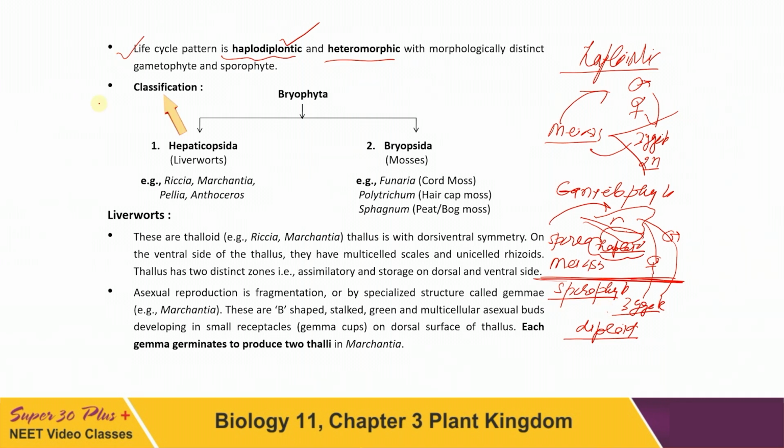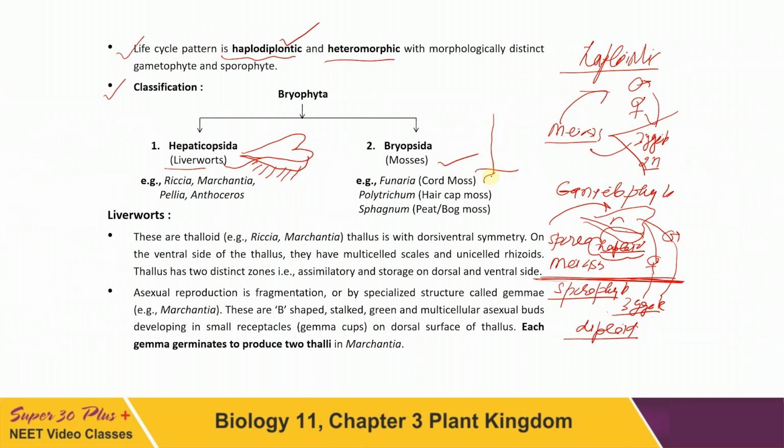Okay. Come to the classification now. In the beginning I told you that bryophytes include liverworts and mosses. So in classification we have two classes: one is Hepaticopsida, one is Bryopsida. Hepaticopsida includes liverworts. Usually the liverworts are thalloid structures. They do not have much differentiation, while in the case of Bryopsida, the mosses, they have a central axis.